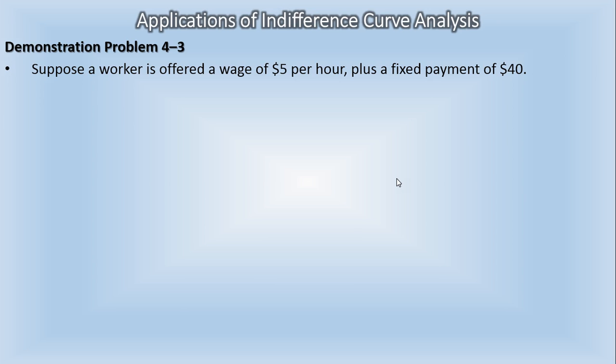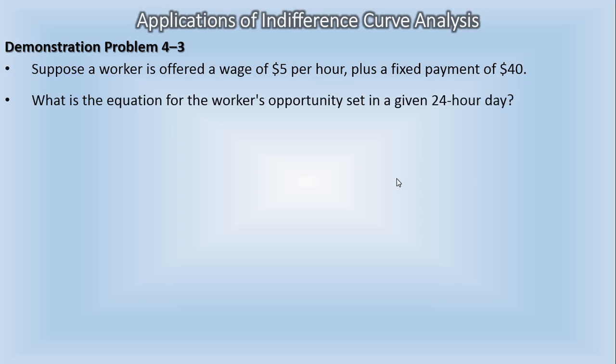Let's do a quick demonstration problem to see how we can work it out. Suppose a worker is offered a wage of $5 per hour, plus a fixed payment of $40, which is a slight complication that we didn't see in the graph we just looked at. What is the equation for the worker's opportunity set in a given 24-hour day? So we need to figure out the budget set, essentially, for this consumer.